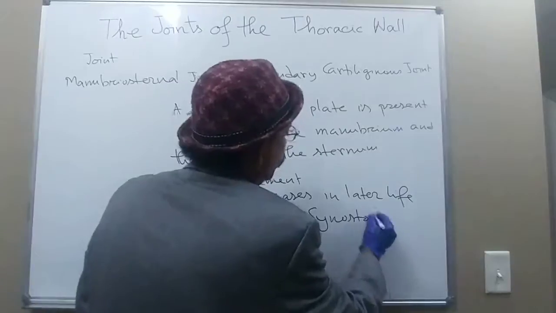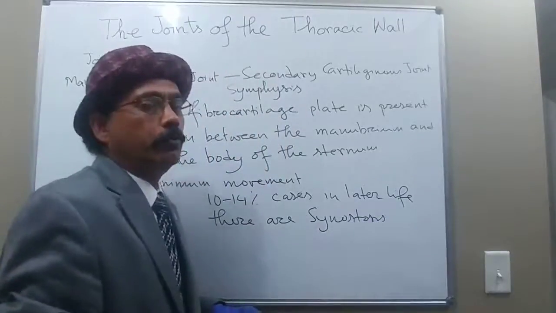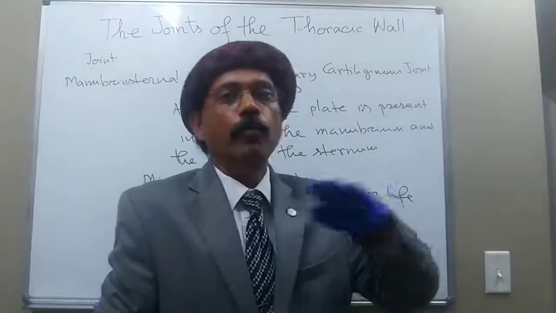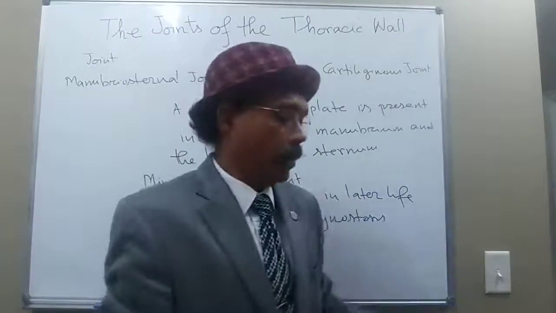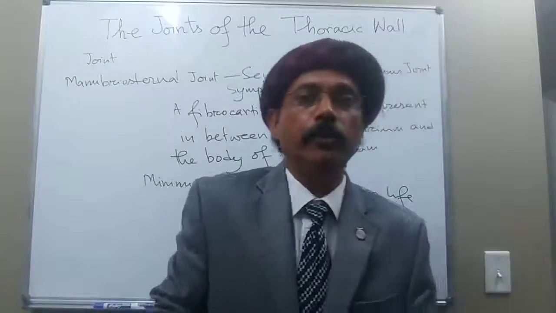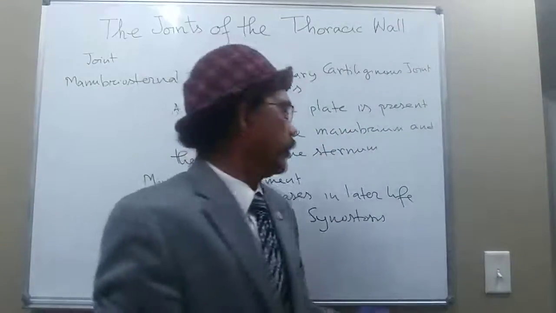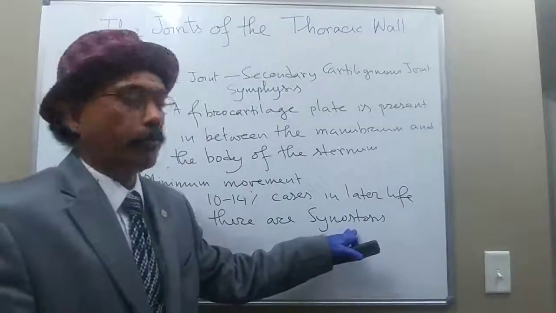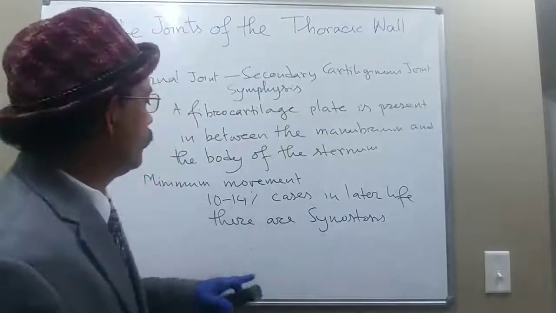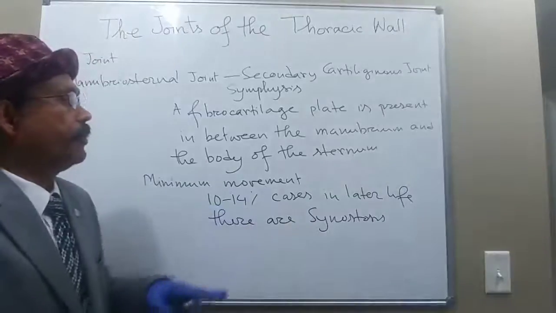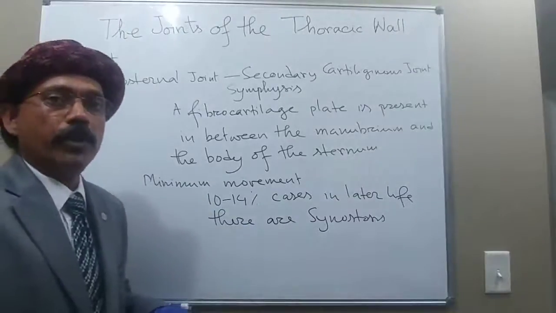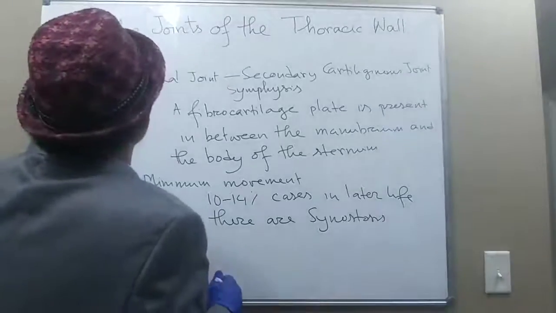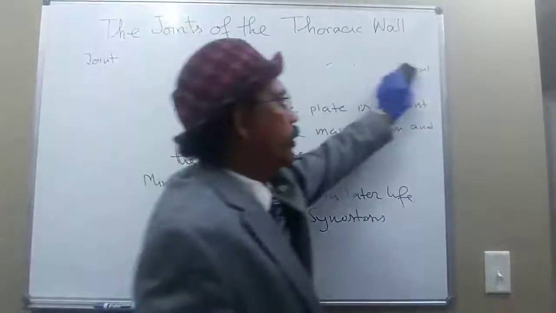Synostosis means union of two bony parts by osseous element. Bone will continue from the manubrium to the body of the sternum. It is the osseous communication between the two components, that is synostosis, that may happen in 10 to 14% of cases. Movement is very minimal, anterior-posterior movement. So we got the manubriosternal joint.